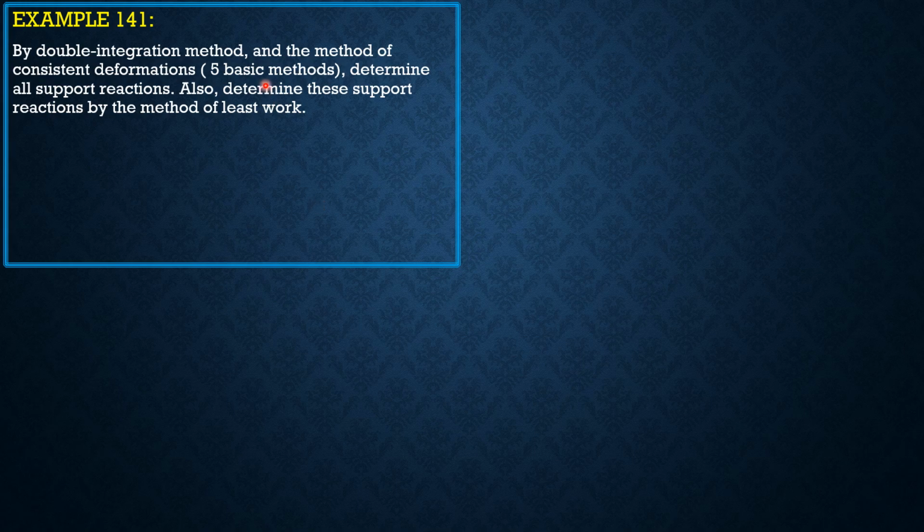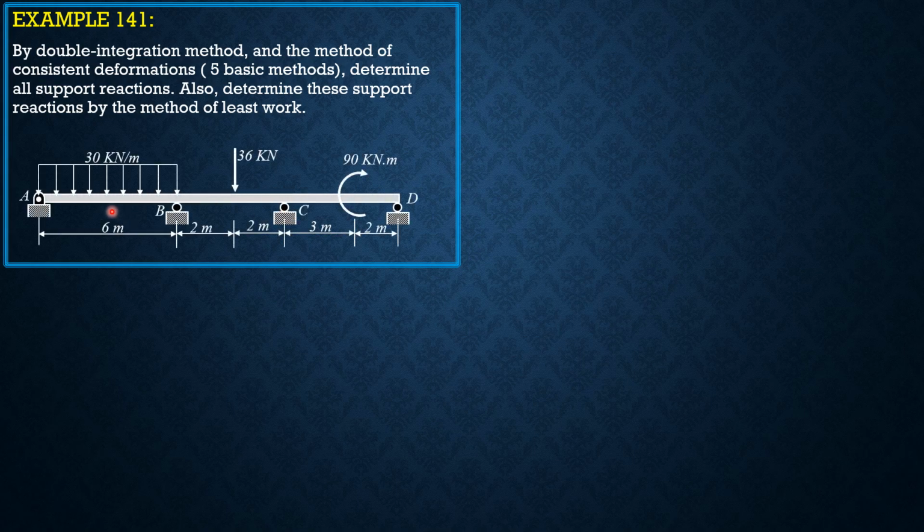So the five basic methods: we have double integration, area moment, conjugate beam, and we have energy methods, the virtual work and the Castigliano's second theorem. And we will solve this by the method of least work, which is more direct than these five basic methods. So this is the given figure, and the beam is indeterminate to the second degree. So we have two redundants here. Let's make the redundants B and C.